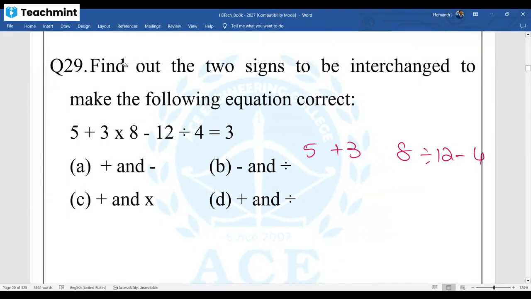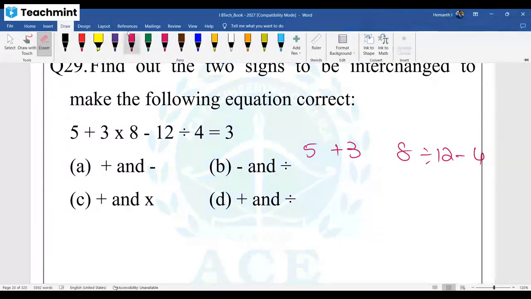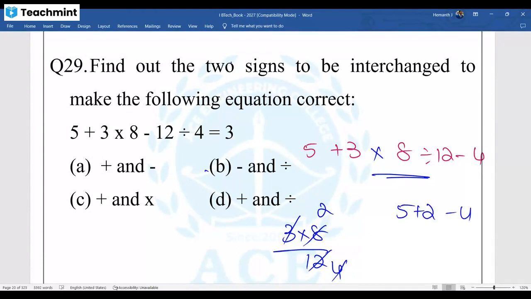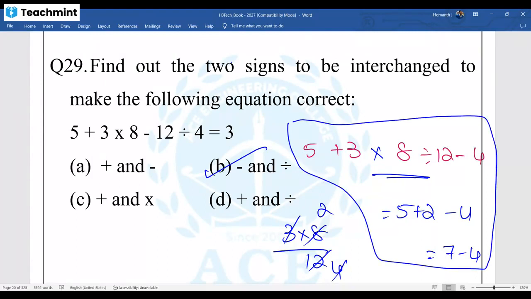No, you can note this special point here. It is 3 into 8 divided by 12. 3 ones, it's 2 altogether. 5 plus 2 minus 4, 3, correct. Many people may think 8 divided by 12 is 2 by 3, and 2 by 3 multiplied by 3, the 3s cancel and it will be 2. Then 7 minus 4, so it is option B.